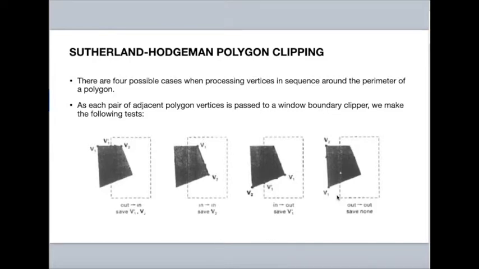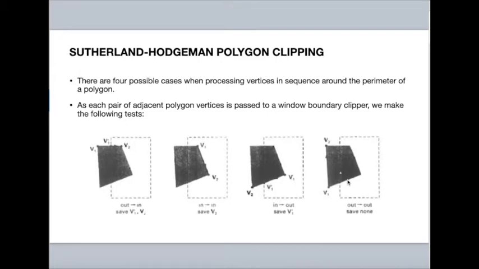So these are the 4 possible cases when you are processing the vertices against the window boundary. And this is a figure that shows clipping against the left boundary. Once you test for all the 4 cases, you process the vertices.